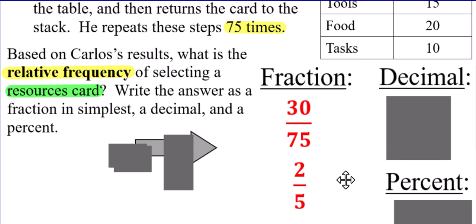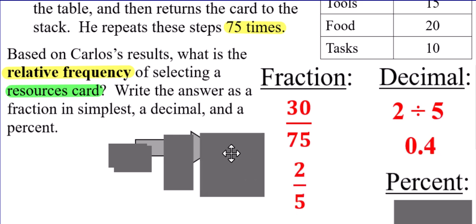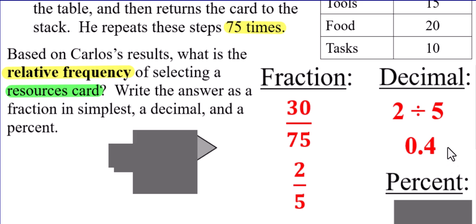To get the decimal, yes, there's a function on your calculator that might be called F to D, fraction to decimal, but you can just simply take 2 divided by 5. Take the numerator divided by the denominator, and that's going to give you the decimal, 0.4. I hope you're writing all this down with me.